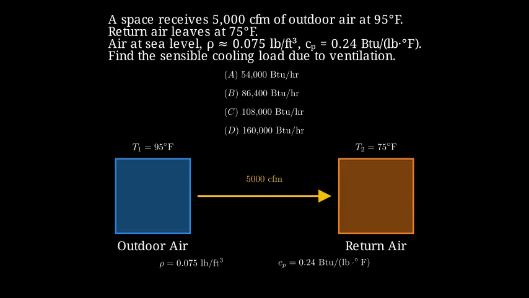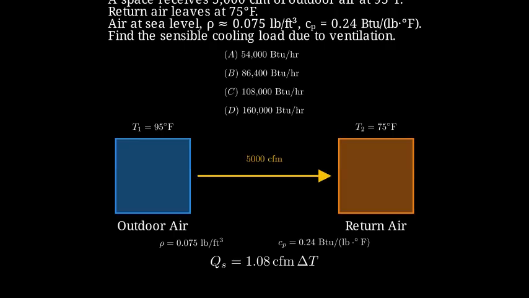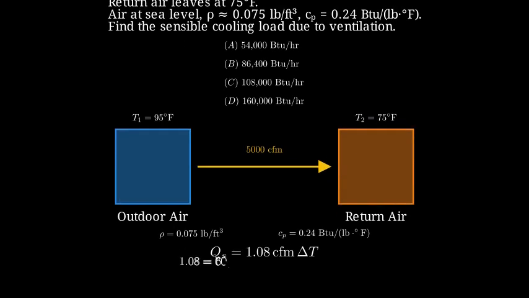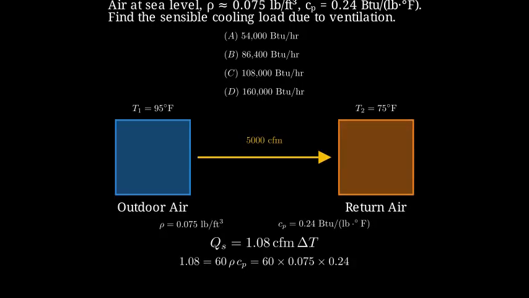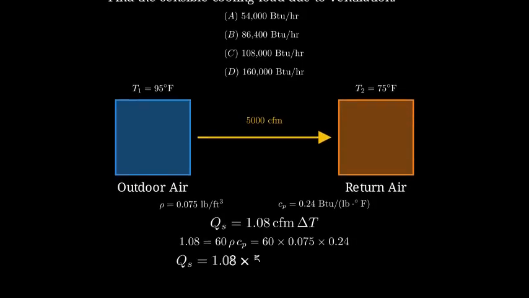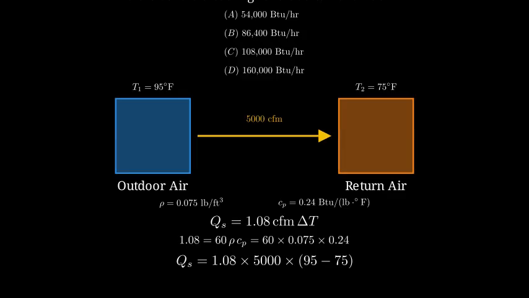We use the sensible heat equation for ventilation. Q sub S equals 1.08 times cubic feet per minute times delta T. The constant 1.08 comes from 60 times ρ times Cp. Now, let's plug in our numbers. Q sub S equals 1.08 times 5,000 cubic feet per minute times the temperature difference, 95 minus 75.